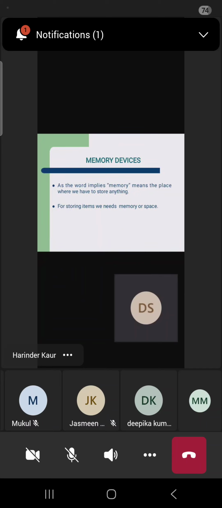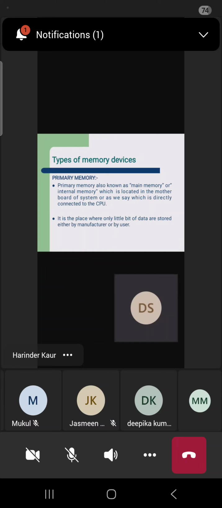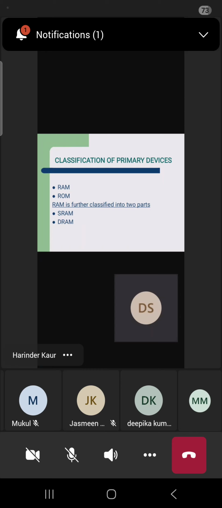Types of memory devices. Basically there are two types: primary memory and secondary memory. First of all, primary memory, also known as main memory or internal memory, is located on the motherboard of the system, or as we say, it is directly connected to the CPU. It is the place where only a little bit of data is stored, either by the manufacturer or by the user. So that is primary memory. In primary memory there are two further types, that is RAM and ROM.